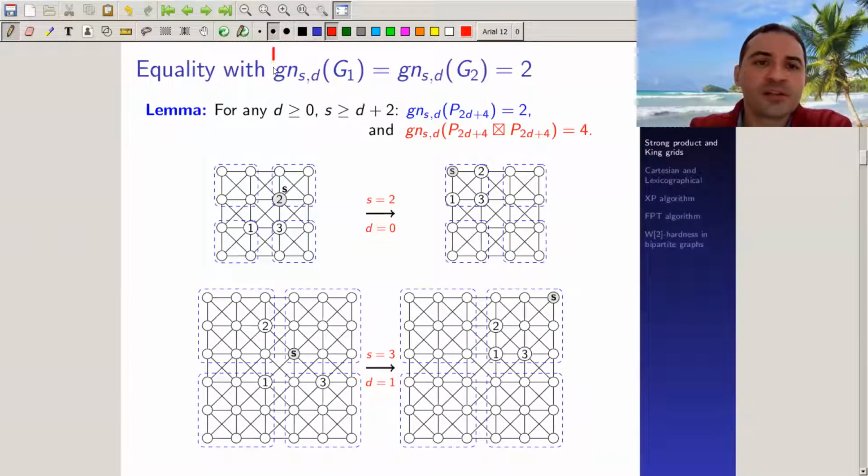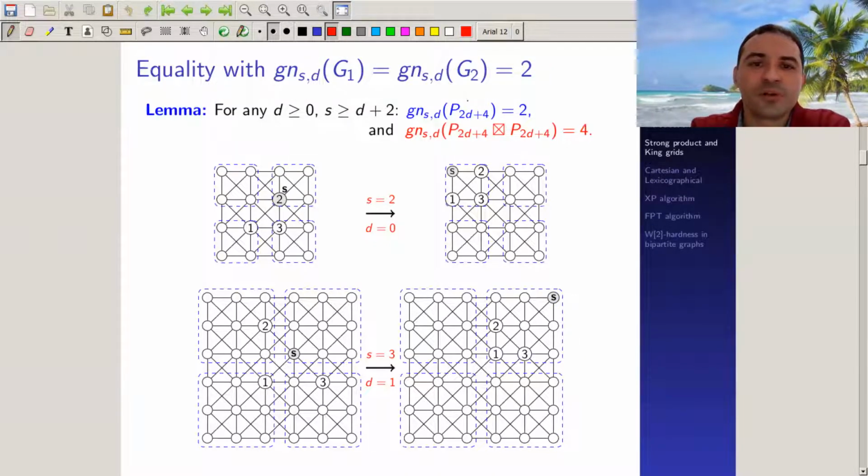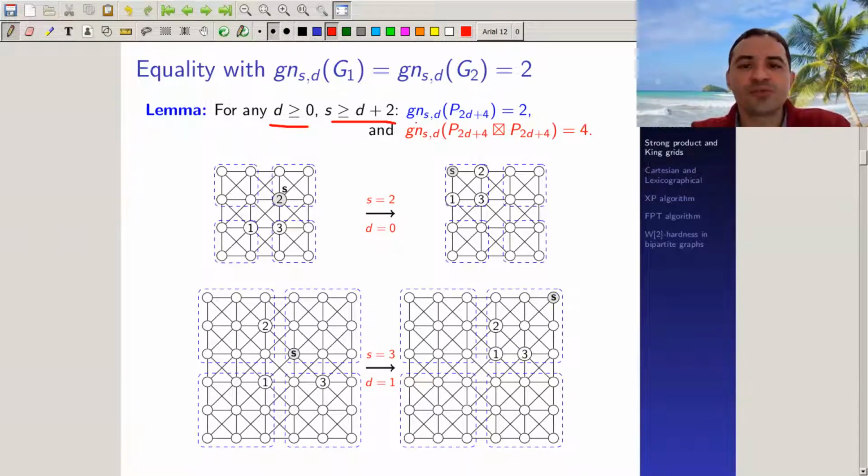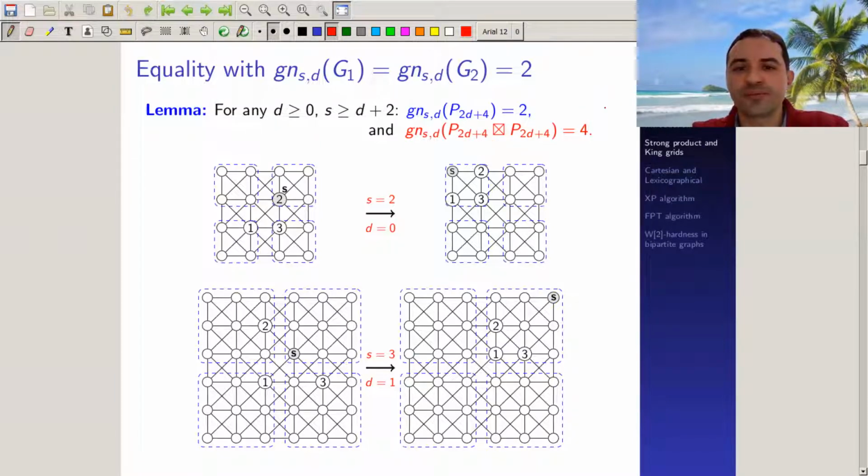We obtain the equality when the guard numbers of G1 and G2 are 2. For example, if we have D at least 0 and S at least D plus 2, the guard number of P_{2D+4} is equal to 2, and the guard number of the strong product of two copies of P_{2D+4} is equal to 4.